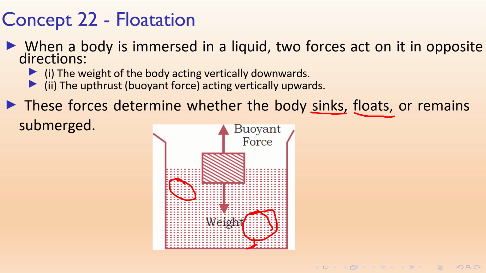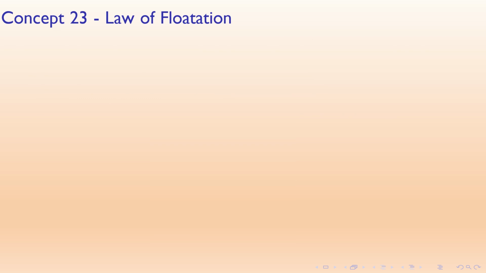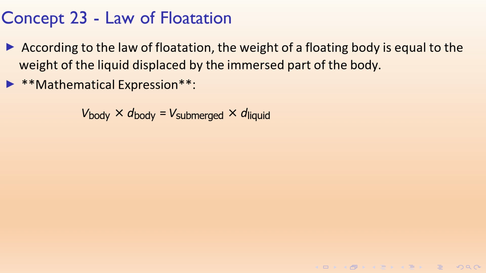So here it is now floating. This depends upon the weight of the body, which is the force acting vertically downward, and the buoyant force acting vertically upward. So what is the law of flotation? According to the law of flotation, the weight of the floating body is equal to the weight of the liquid displaced by the immersed part of the body. Meaning only the part that is immersed is taken into consideration for flotation. Volume of the body times density of the body is equal to volume of the submerged part times density of the liquid.